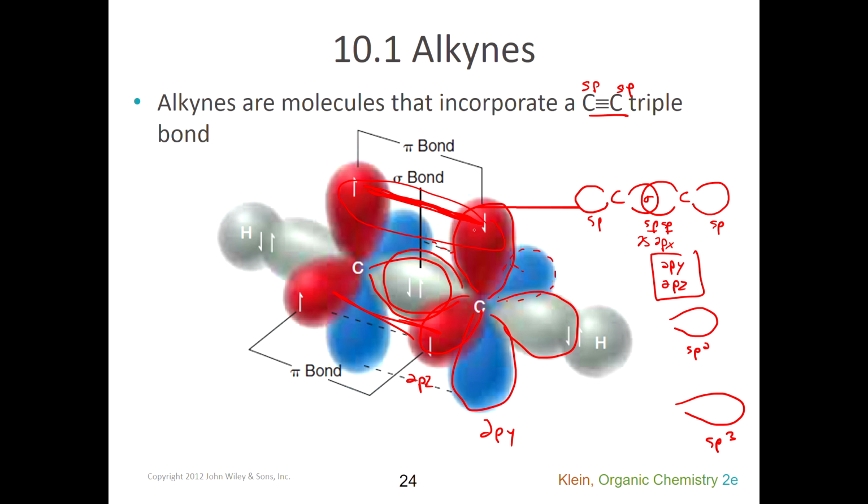So here I've got one pi bond that has overlap above and below the plane. And then I've got another pi bond that has overlap behind and in front of the plane. So that triple bond in all consists of one sigma bond and two pi bonds, and there's a lot of areas of overlap there. So the electrons are attracted to those two nuclei, and it holds the whole thing together pretty strongly.